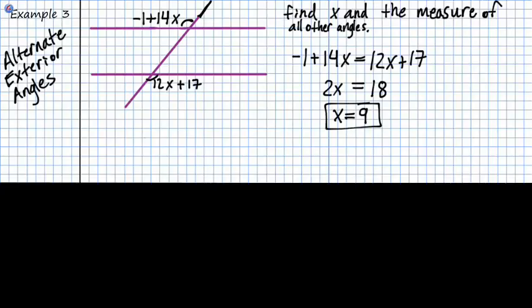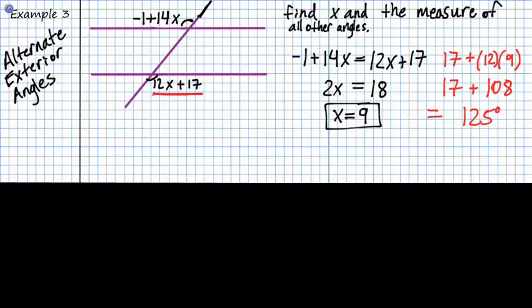So now, it's not as easy as that previous problem, right? First, what I have to do is plug into one of these equations to find this angle, and then I'll be able to find the rest of them. Alright, so right now my missing angle is 17 plus 12 times 9. 12 times 9 is going to be 108. So 108 added to 17, that's going to be 125.